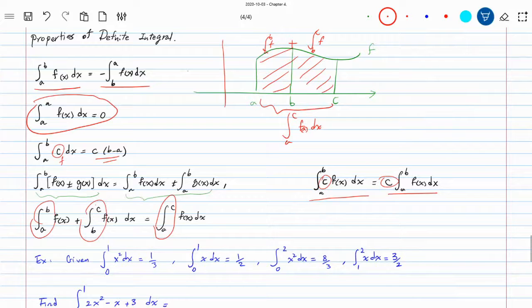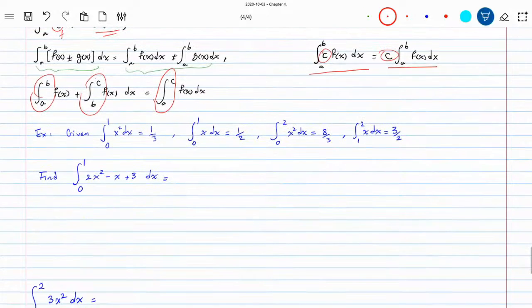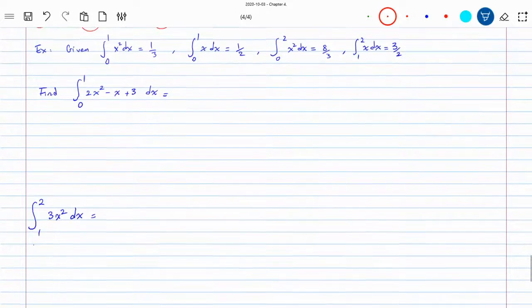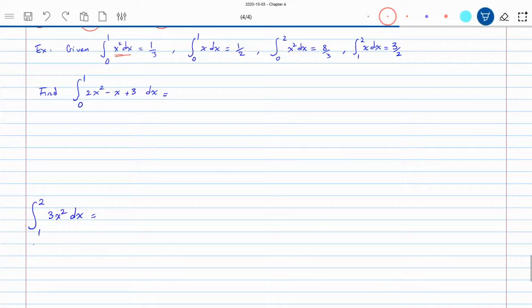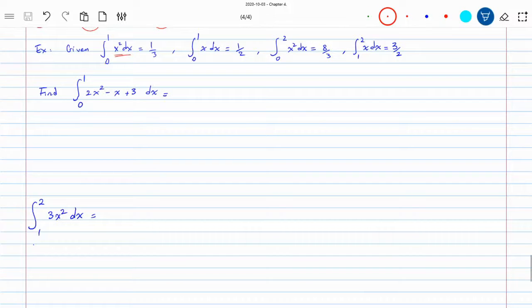Okay, here's an example of using these properties. Let's say given this information: the area from 0 to 1 of this x squared function dx is 1/3, the area under the curve x over the interval 0 to 1 is 1/2. From 0 to 2, x squared is given as 8/3. From 1 to 2 of x dx is given as 3/2. Given all these, they ask you to find the area from 0 to 1.